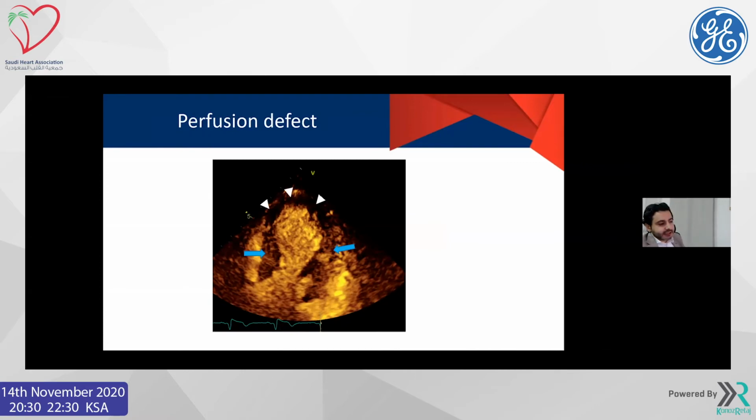So after, let's say, 4 or 5 cycles, you compare the abnormal to the normal tissue. Like, look at this apex here. It did not really take any contrast compared to this. It's a visual comparison. It is very easy. And so now we have a fixed defect during stress and rest.